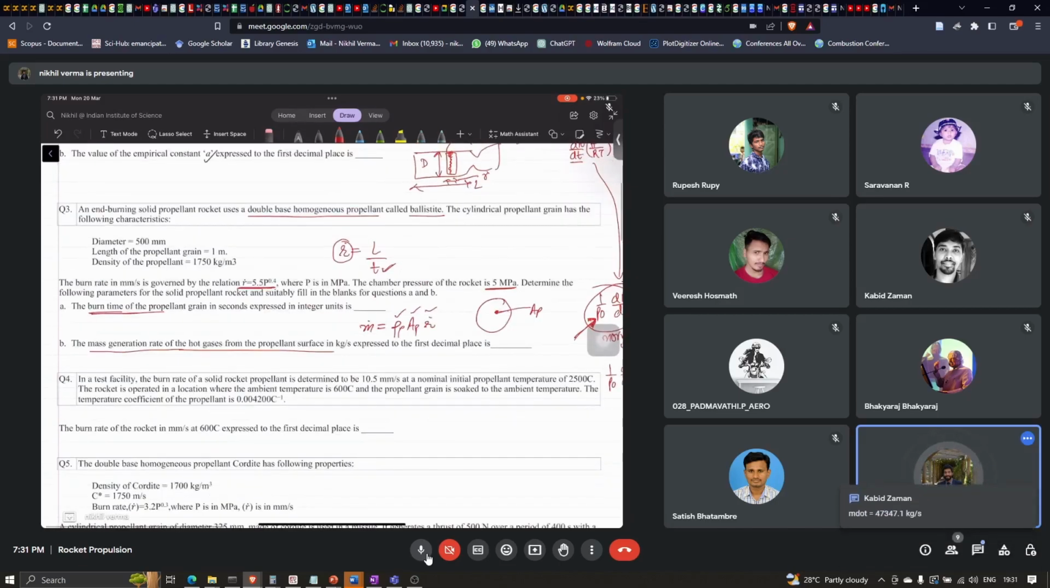So the R dot for this case can be calculated as 5.5 into 5 to the power 0.4, right? If you solve this, you will get the value as 10.470 millimeters per second.